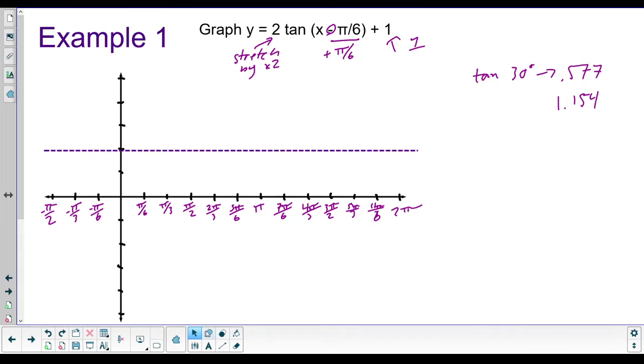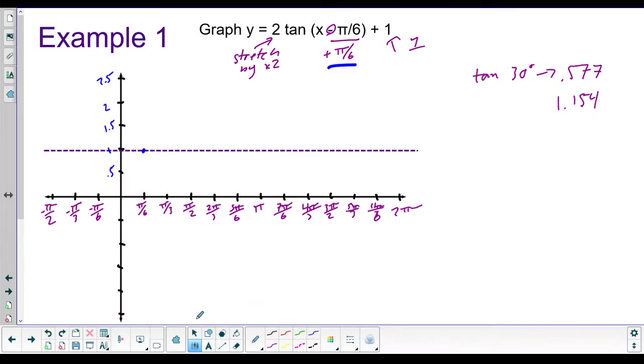Okay, so typically tangent starts at 0, except we are shifting the entire thing to the right pi over 6. So that means instead of starting at 0 here, we're going to start on our midline at pi over 6. And again, in case it's not super obvious, this is going to be 0.5, this is going to be 1, 1.5, 2, 2.5, and so on.